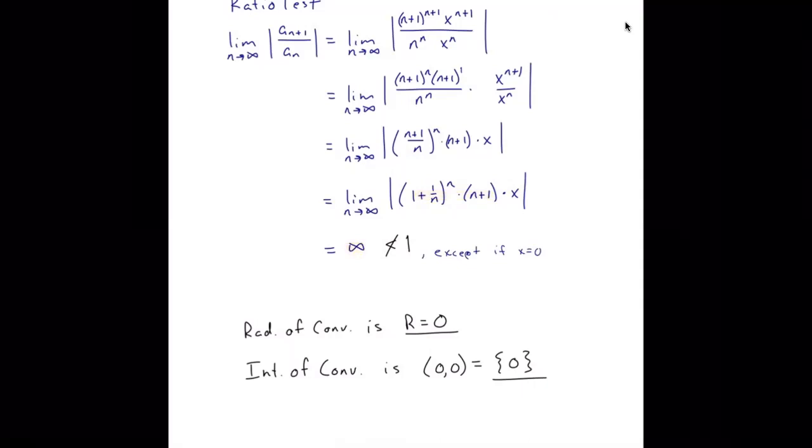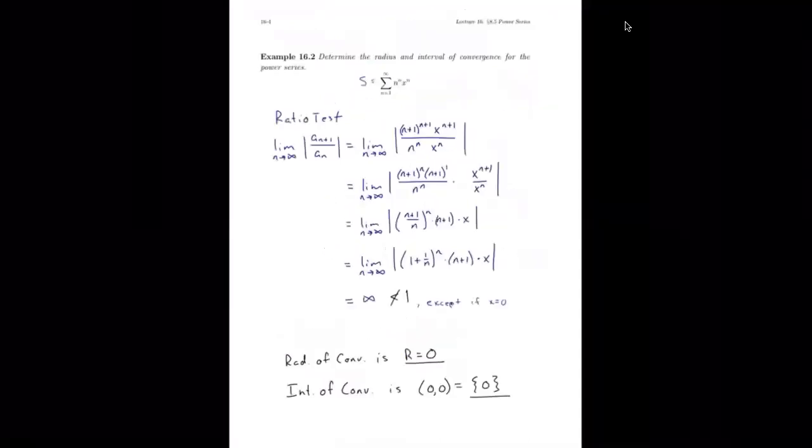So there's the summary of those results. Radius of convergence is 0. Interval of convergence is just the center, or the set containing 0, or the set containing whatever the center is in a more general problem or power series.